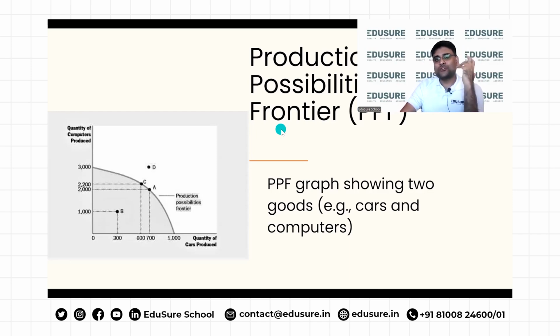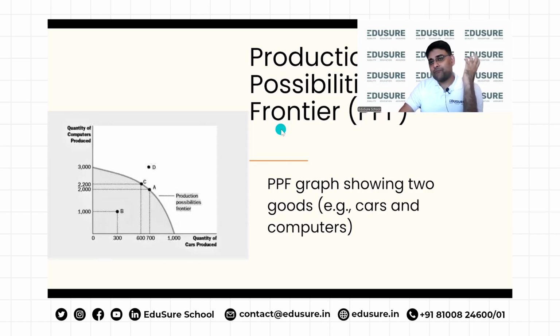And obviously the opportunity cost of a car depends on the number of cars and computers currently produced in the economy. It's not a constant. The opportunity cost of a car is high when the economy is producing many cars and only a few computers. The opportunity cost of a car is very low when the economy is producing few cars and many computers.